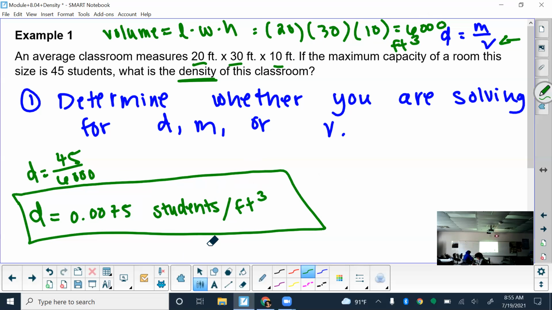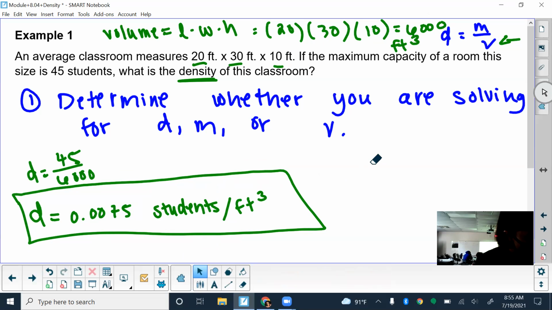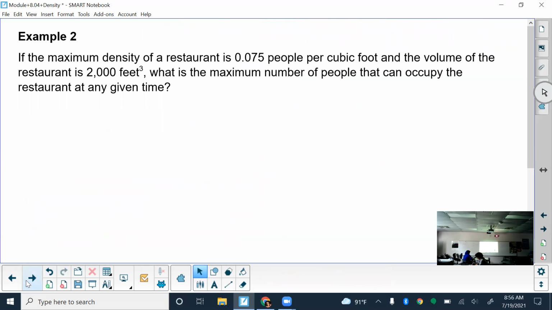All right, so then let's look at example 2. I'll wait just a little bit. All right, so example 2 says if the maximum density of a restaurant is 0.075 people per cubic foot, and the volume of the restaurant is 2,000 feet cubed, what is the maximum number of people that can occupy the restaurant at any given time?